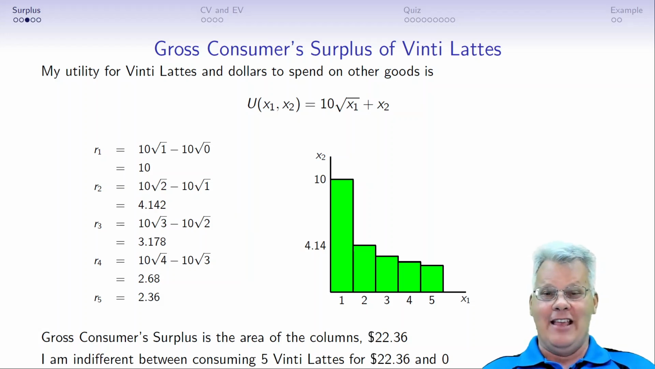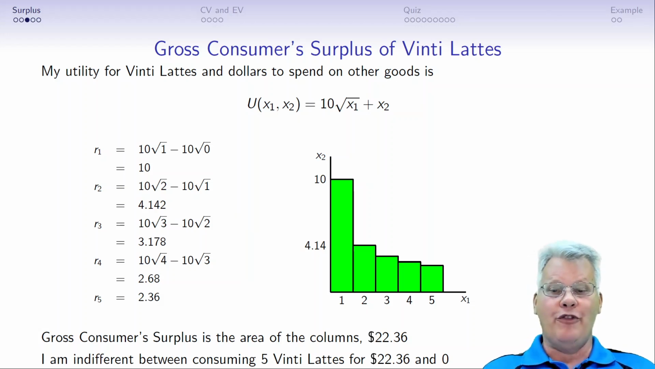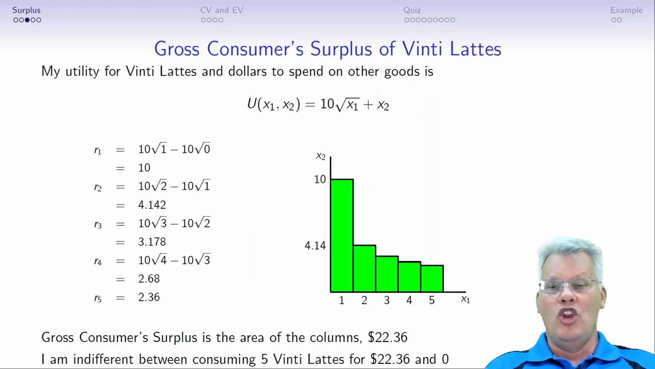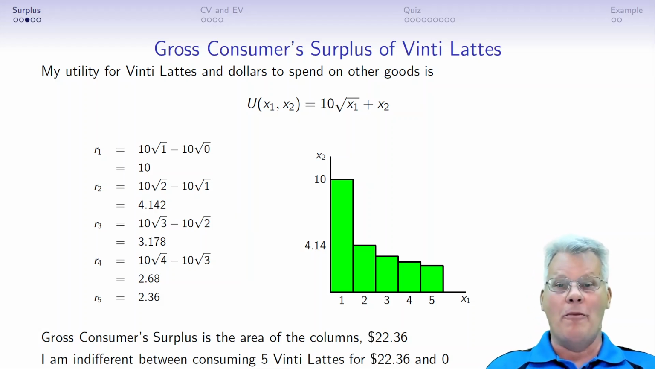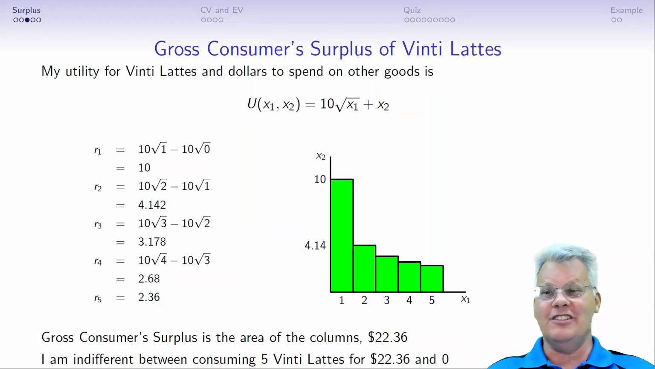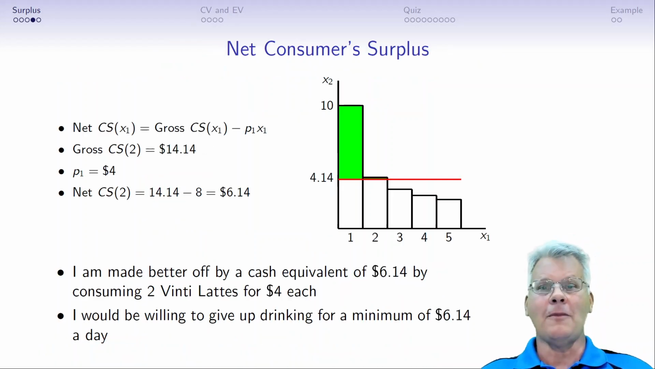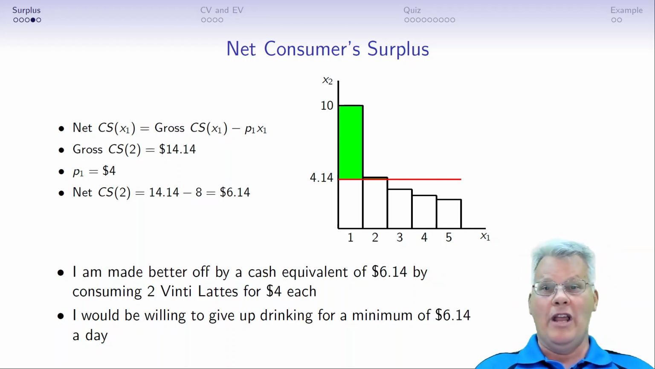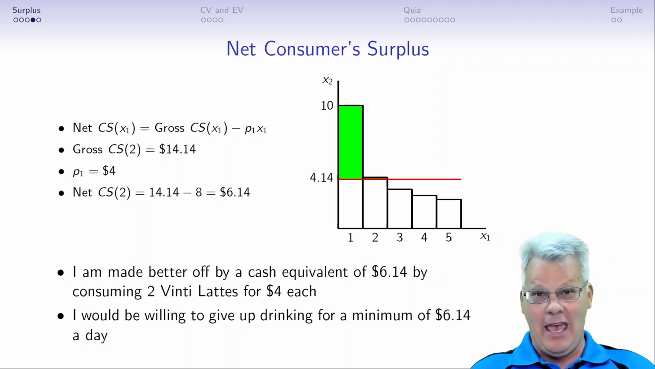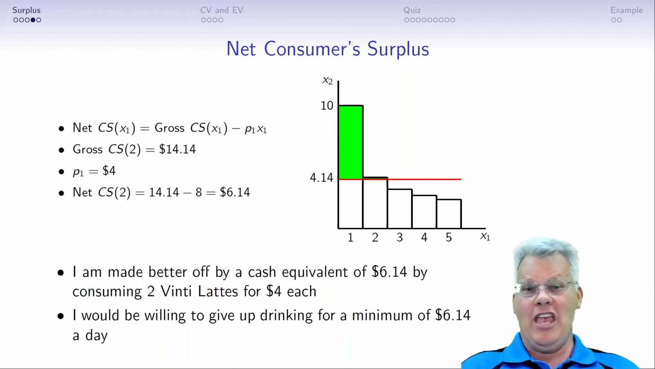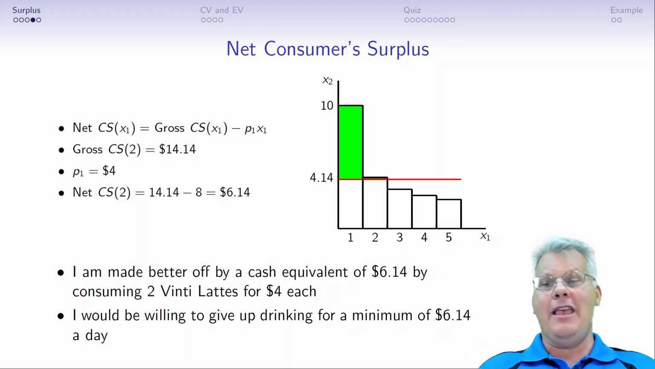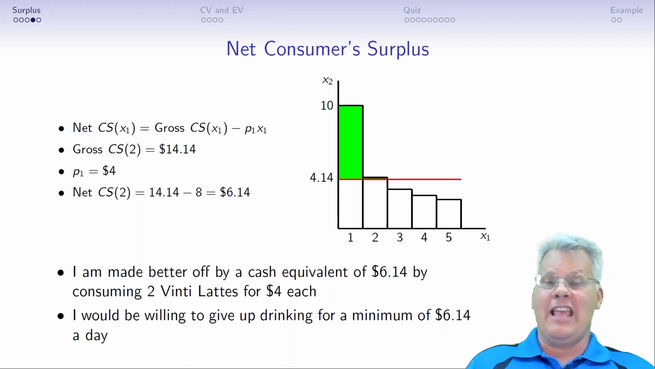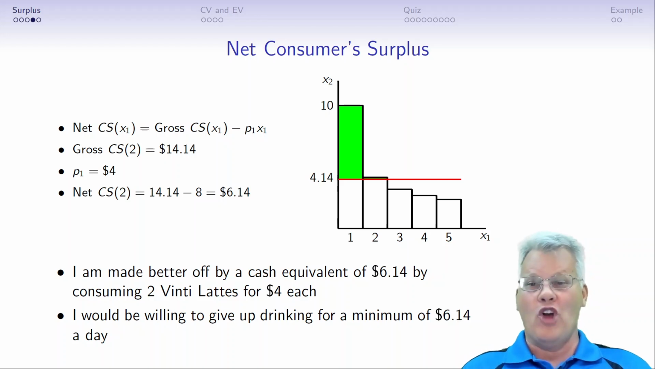So what that means is I would be indifferent between consuming 5 Vinny lattes for $22.36 or no Vinny lattes and having all my money to spend on other goods and services. Net consumer surplus is the difference between what I was willing to pay for a Vinny latte and what I actually did pay. So suppose that I can buy Vinny lattes for $4 each.